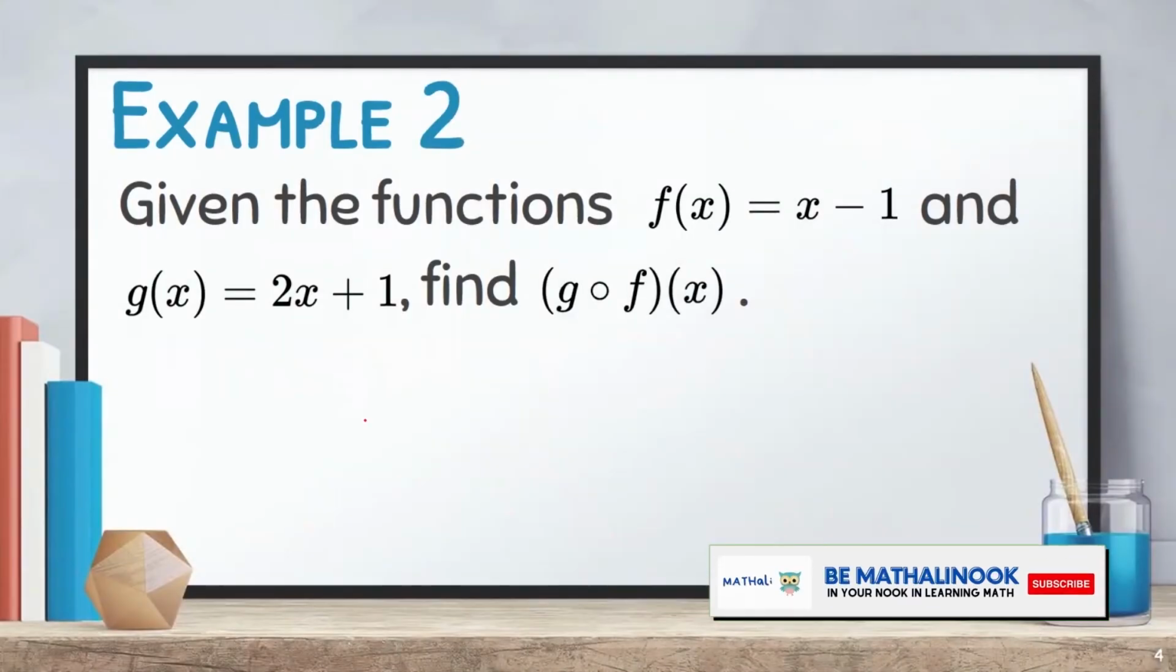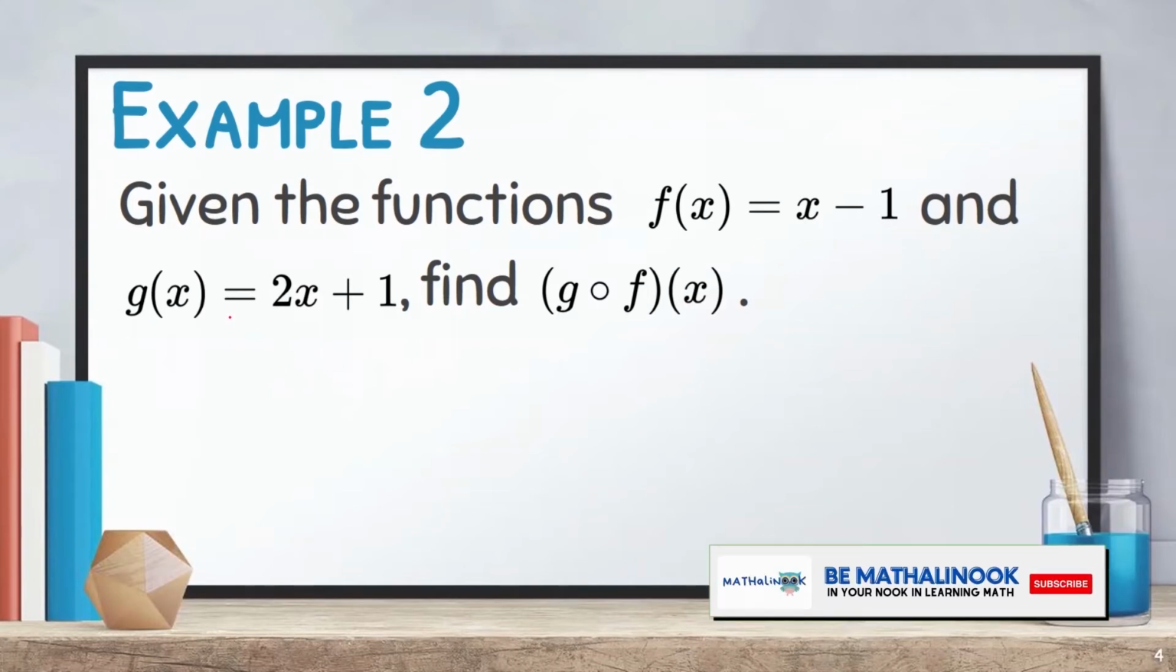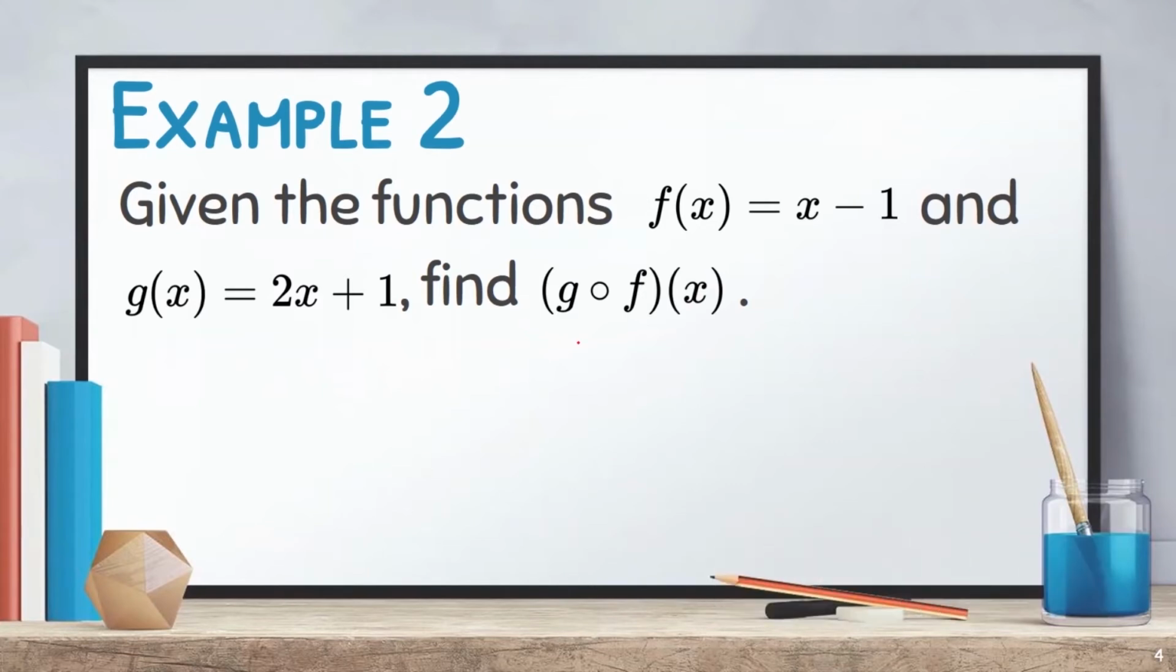Let us have another example. Let f of x be equal to 2x minus 1 and g of x be equal to 2x plus 1. What we need to find this time is g composition of f of x. So from here, g composition of f of x is equal to g of f of x.